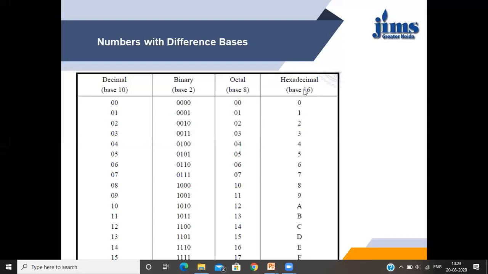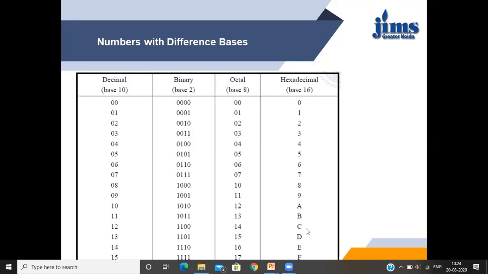In the hexadecimal number system, we have 0 to 9, 10 digits, and A, B, C, D, E, F further represent 10, 11, 12, 13, 14, 15. Now 10 is A, 11 is B, 12 is C, 13 is D, 14 is E, and 15 is F. And all letters must be in capital.